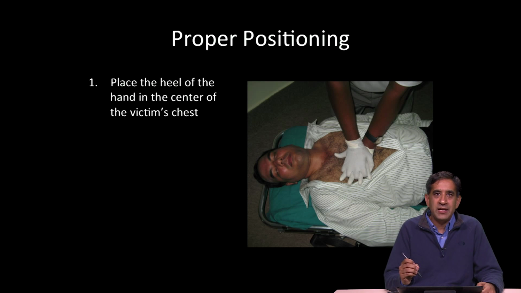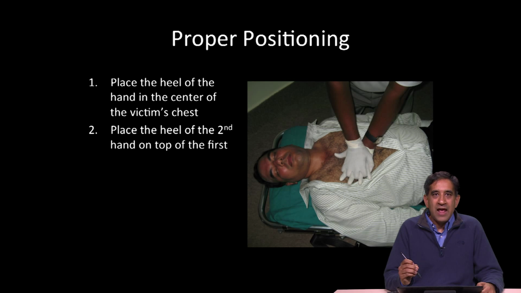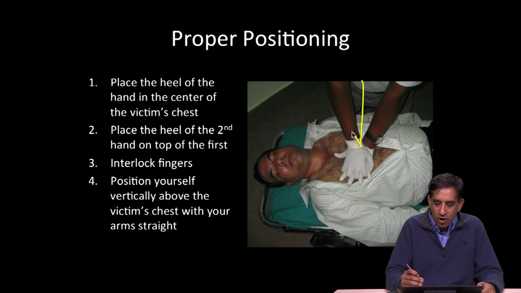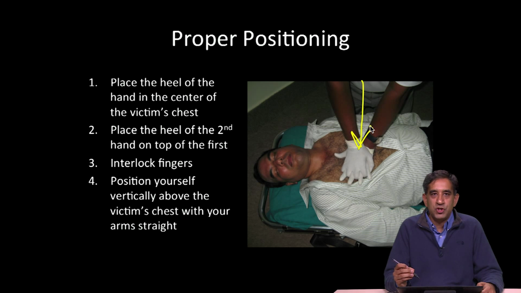The first step is going to be to place the heel of your hand in the center of the patient's chest. And then you're going to place the heel of your second hand on top of the first and interlock your fingers. And then, this is very important, you're going to want to position yourself vertically above the victim's chest with your arms straight and push straight down to achieve maximal force and maximal compressions. Very different than what we saw in the prior episode of chest compressions, where the lady was off to the side, not going very fast and not going very deep. So she wasn't properly positioned.